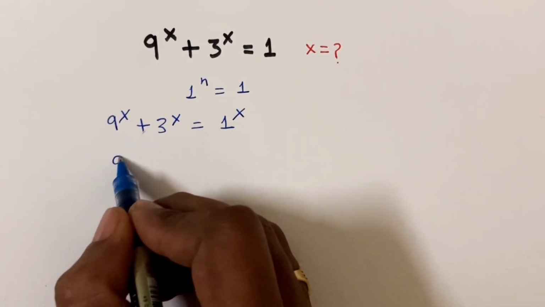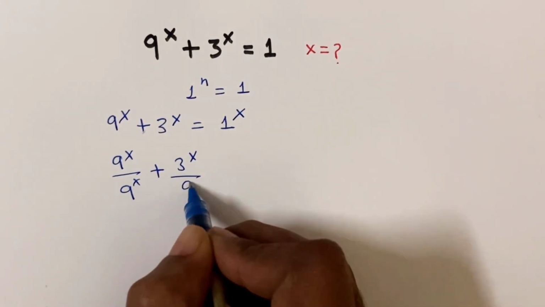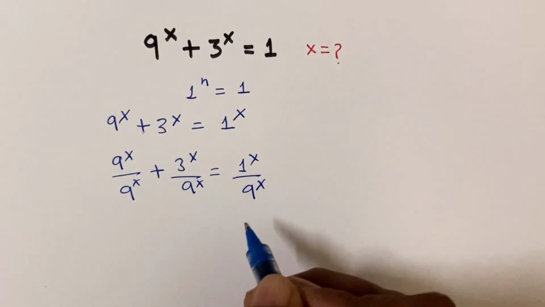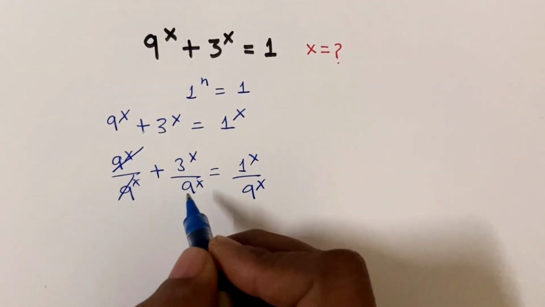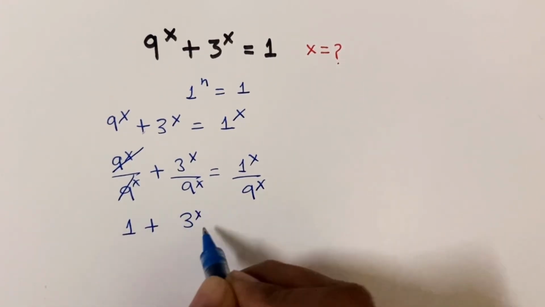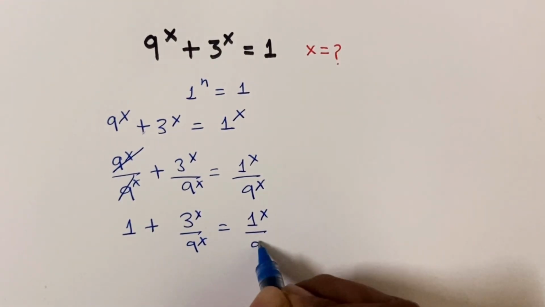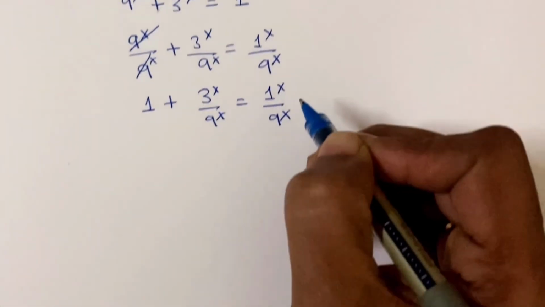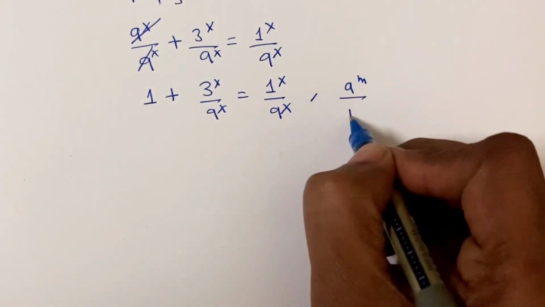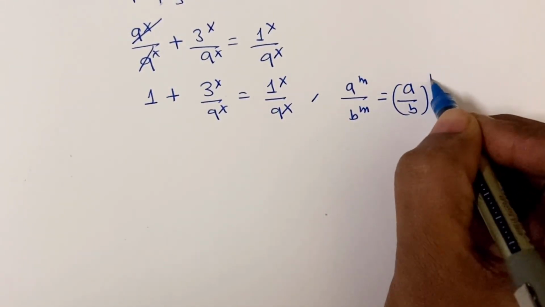Now divide by 9 to power x on both sides of the equation. So this equation becomes, cancels. So this simplifies to 1 plus 3^x divided by 9^x equals 2^x divided by 2^x. As we know that a to power m divided by b to power m is always equal to a divided by b to power m.